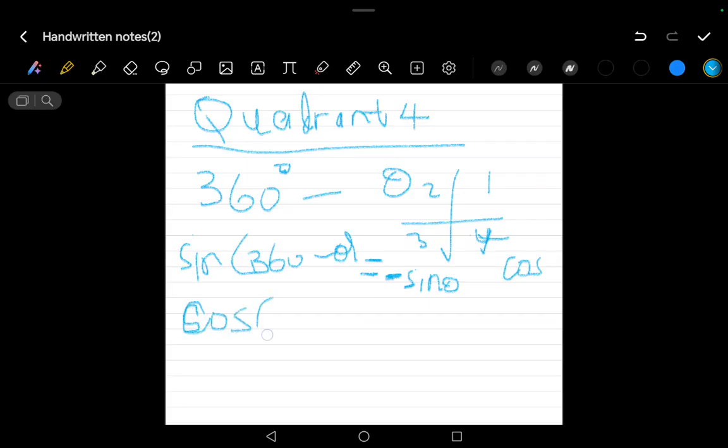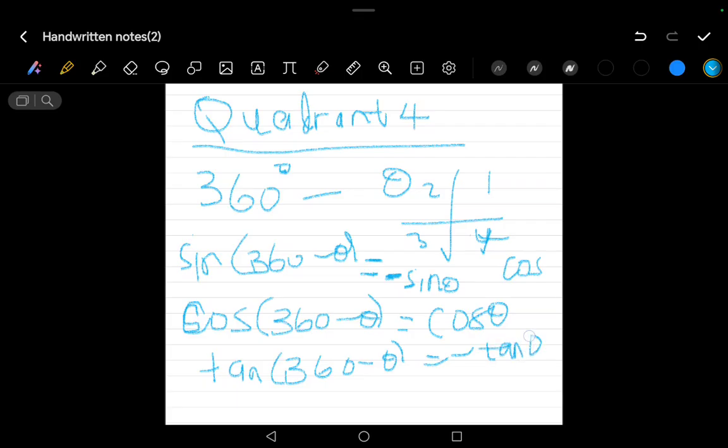Cos 360 minus theta. We say cos, it's what? It's positive at the fourth quadrant. And then tan 360 minus theta is going to be a negative tan theta.